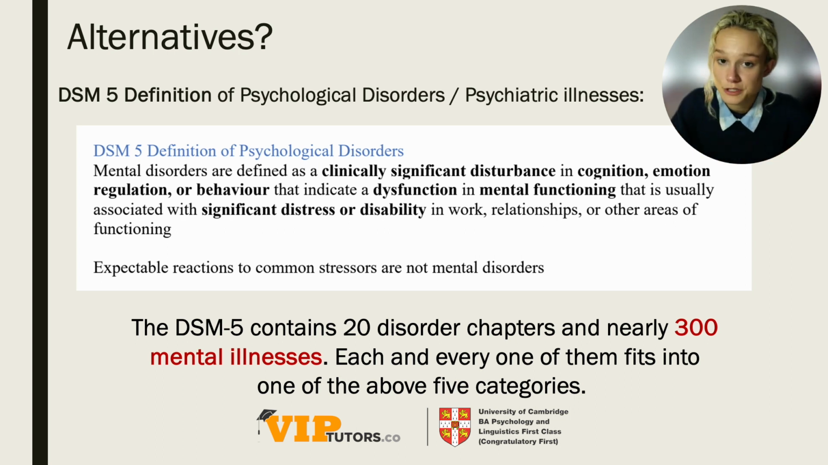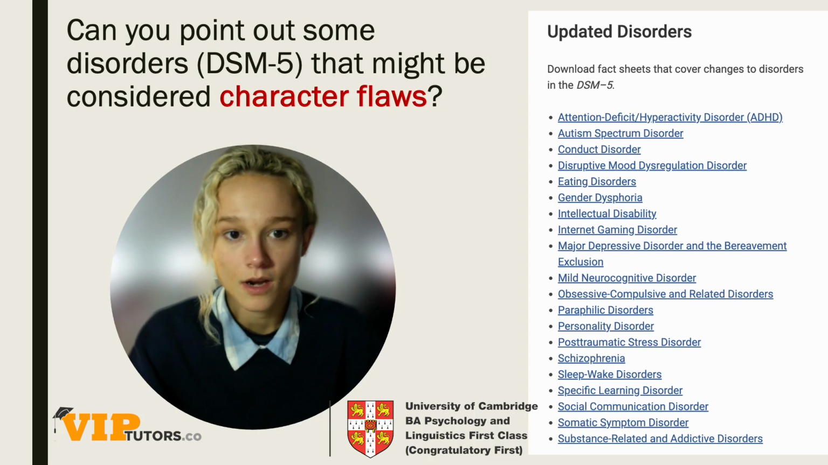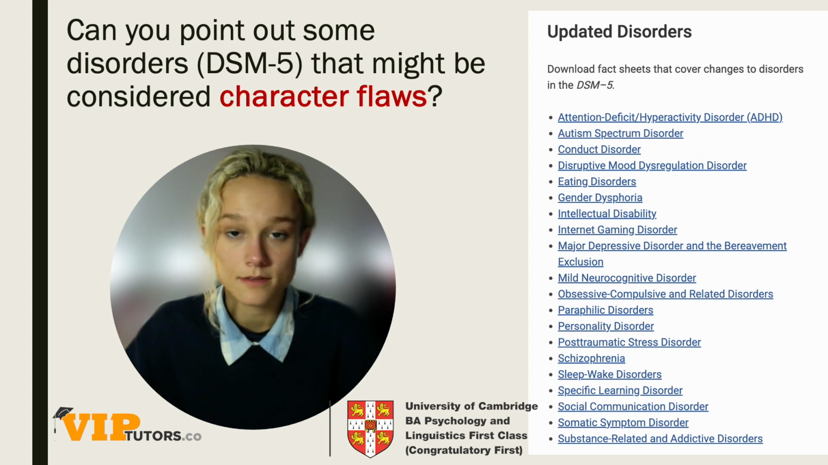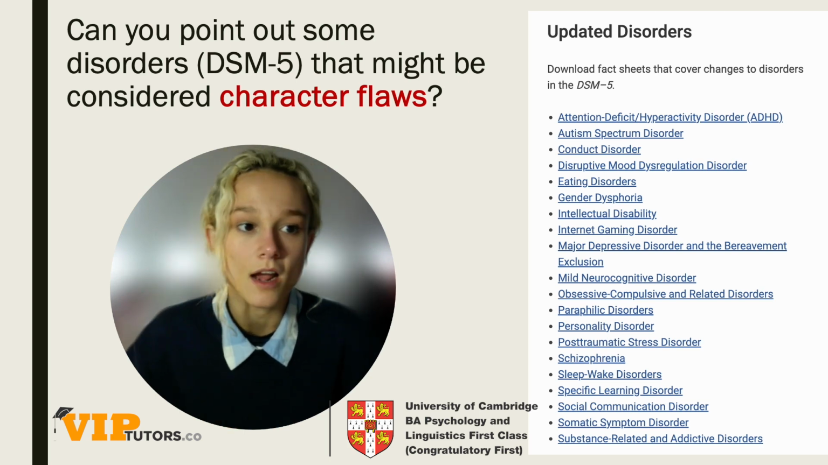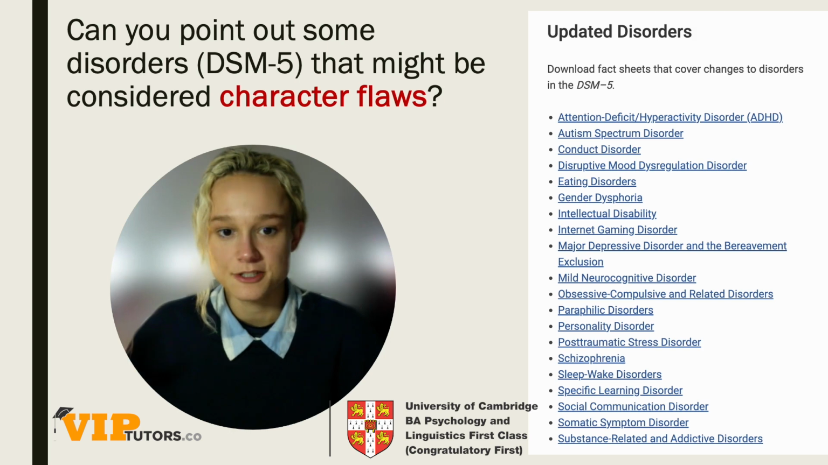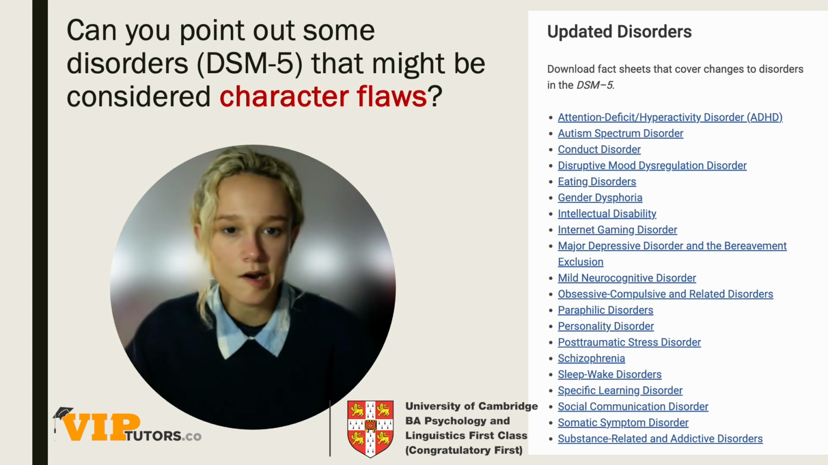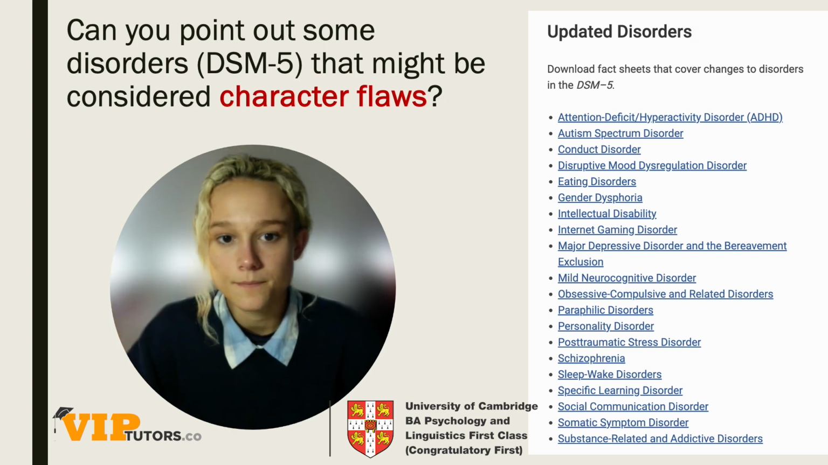And the DSM-5, just for some context, contains 300 mental illnesses. That's a lot, and I'm sure that number might surprise you. And they all fit into 5 categories. So, here are some of the main disorders that the DSM-5 lists. Can you point out any here on this list, just looking at it, that might be considered character flaws? Even just from the language.